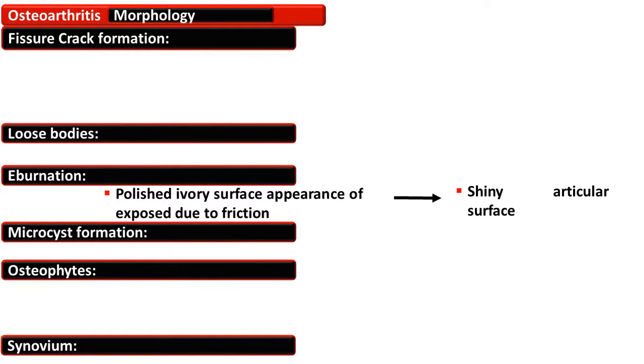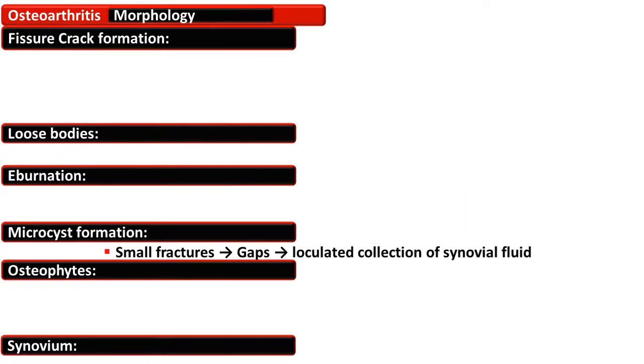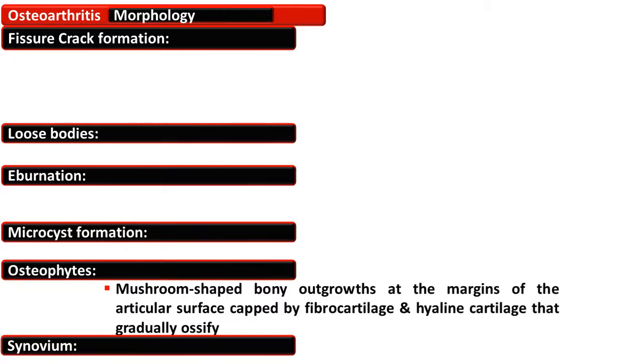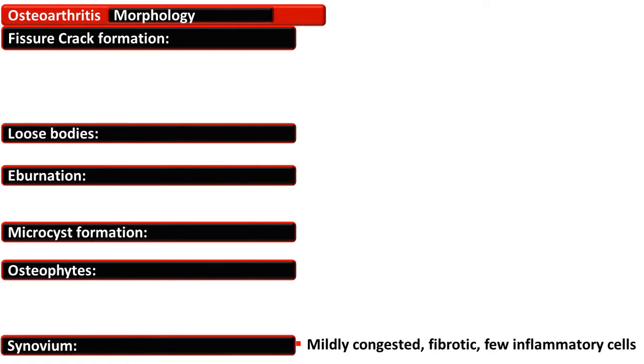This exposed joint surface is now eburnated, and it is basically a shiny articular surface. Microcysts are formed due to collection of the synovial fluid within, due to formation of gaps and small fractures inside. And the osteophytes, we have earlier discussed, are the mushroom-shaped bony outgrowths at the margin of the joint surface, and these are capped by fibrocartilage or hyaline cartilage, and this cartilaginous tissue ossifies gradually. Synovium is involved late in osteoarthritis, and if seen, it is mildly congested, fibrotic, and contains few inflammatory cells.